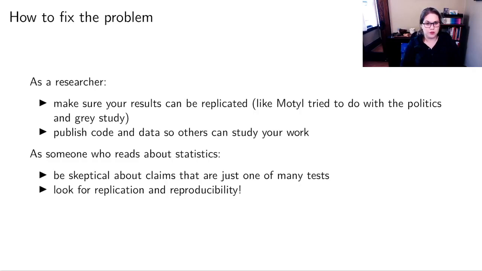And so if you're just someone who's reading statistics, you should really be skeptical about claims that are one of many tests. So if you see something that says, we looked for a connection between all of these genes and liking broccoli, that's probably that they just did many tests and they found one that looked significant by chance. And you should also look out for replication and reproducibility. So if someone says, we replicated this multiple times, that's a good indication that it's really a true finding. And if they say, we've published our code and data so you can look at it, well, you should look at it to see if they actually did the right stuff. But just making it available is a pretty good sign that they did things right because they're willing to be transparent.